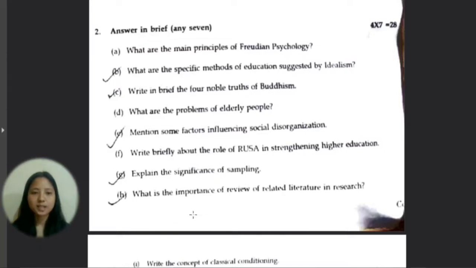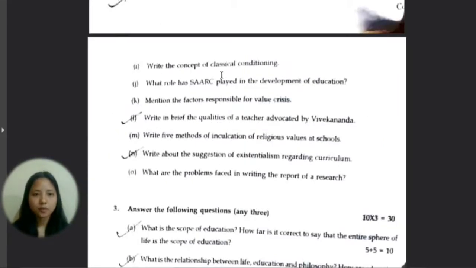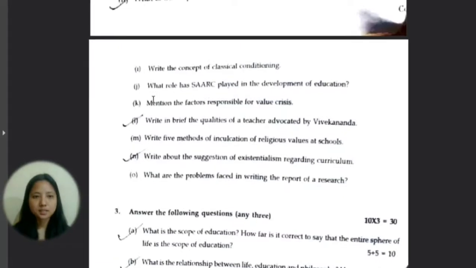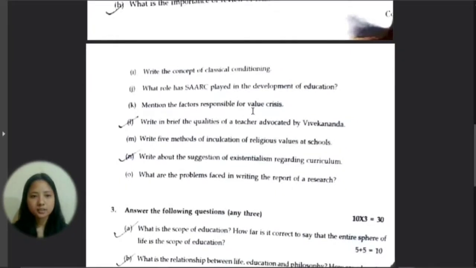The next is, what is the importance of review of related literature in the research? Next question is, write the concept of classical conditioning. And the next is, what role has SAARC played in the development of education? So SAARC here means South Asian Association for Regional Cooperation. Next is, mention the factors responsible for value crisis.